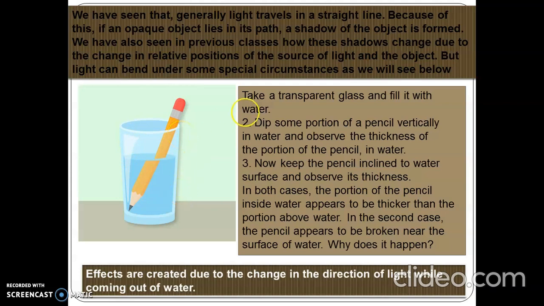And in the other case, the pencil appears to be broken near the surface of the water. See here, you can see that as if the pencil is broken. Now, why is this happening? These effects are created due to the change in direction of light while coming out of the water. Here you can see that this part of the pencil is in air and this part of the pencil is in water. The light rays that are coming out of the water create the effect and we feel as if this pencil is broken. But actually that is not the case. The pencil is not broken. It is just an effect.